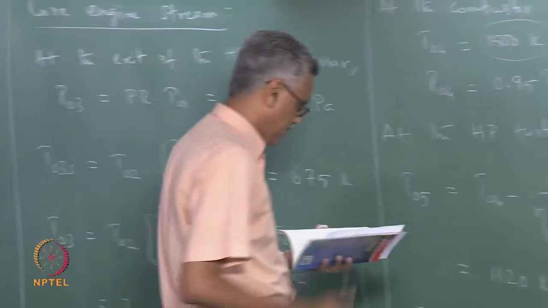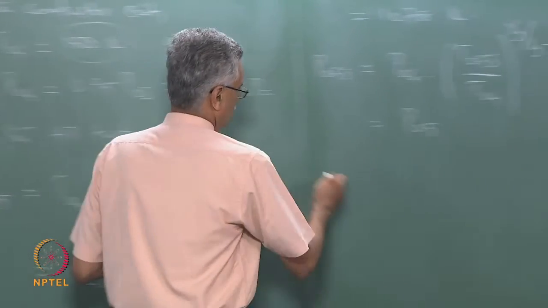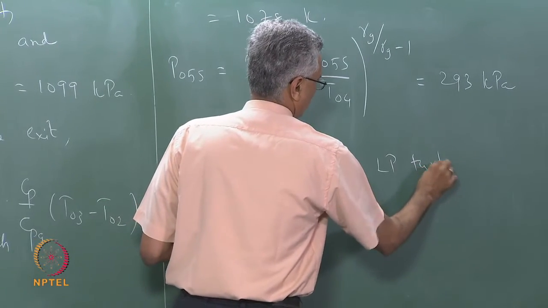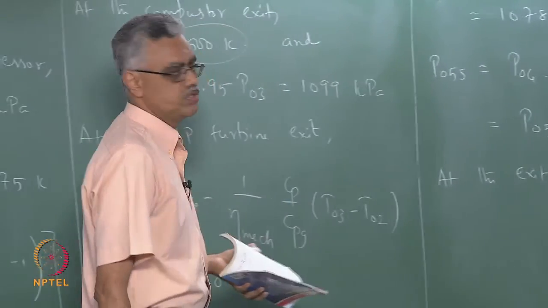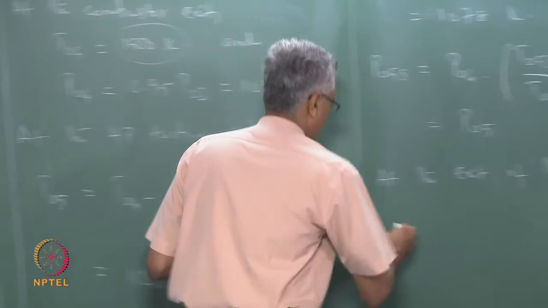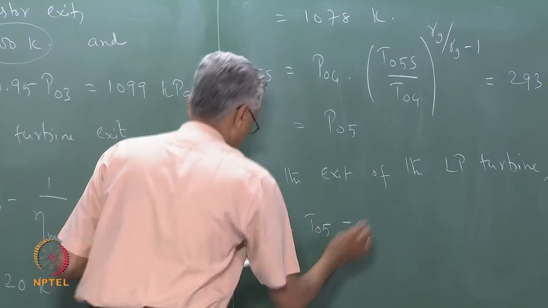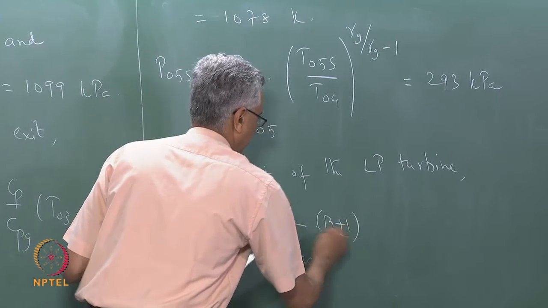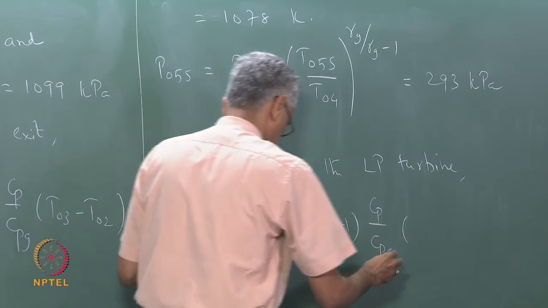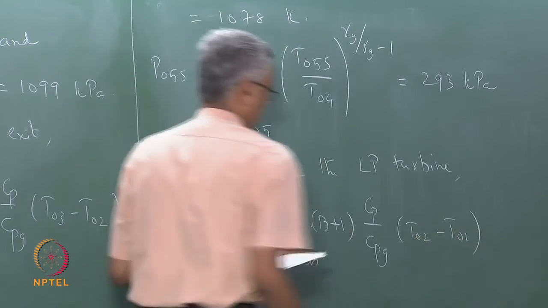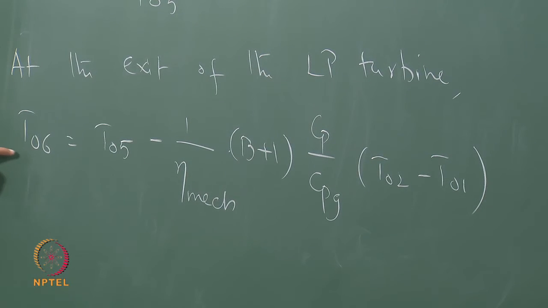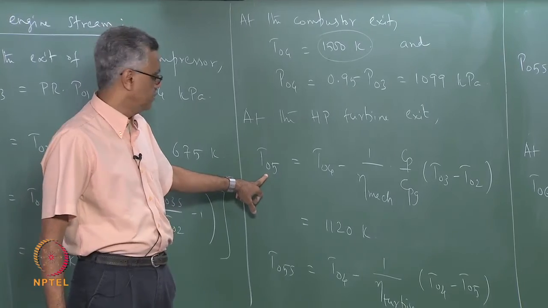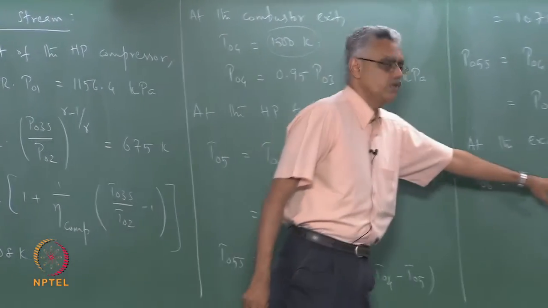The next component is the low pressure turbine. Let us go ahead and do that. So, at the exit of the LP turbine, the LP turbine produces enough power to run the fan, right. So, energy balance for this gives me T06 is equal to T05 minus 1 over eta mechanical times (B plus 1) times Cp over Cpg times (T02 minus T01). Notice that the expression for the exit stagnation temperature of the LP turbine is a little bit different from the expression for the exit temperature for the HP turbine, mainly because there is no mass flow rate here, but there is a B plus 1 here.